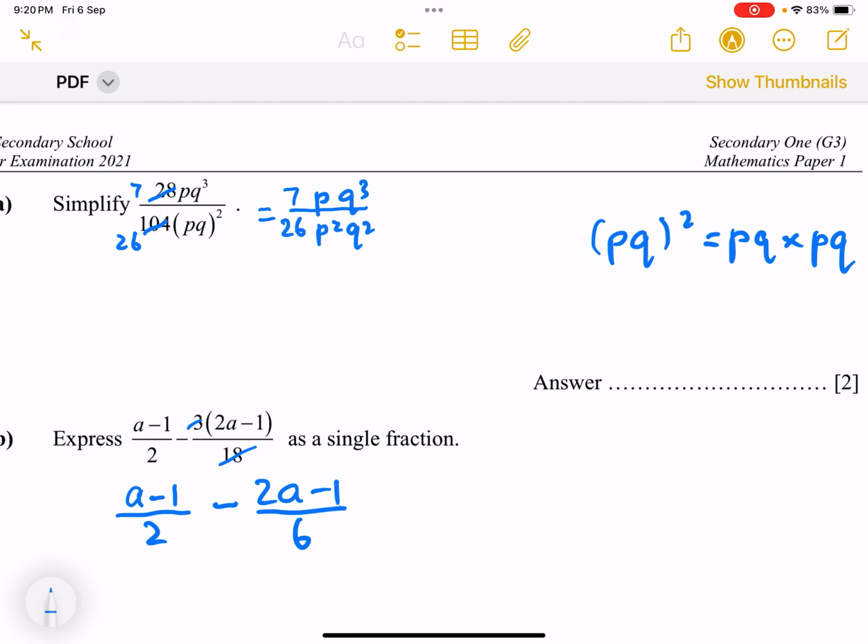Well, the power means the number of factors. So there are 3 factors of Q. So we cancel away 2 factors of Q. So we are left with 1 factor of Q. And then 1 factor of P cancels with 2 factors of P. That gives us 1 factor of P below.